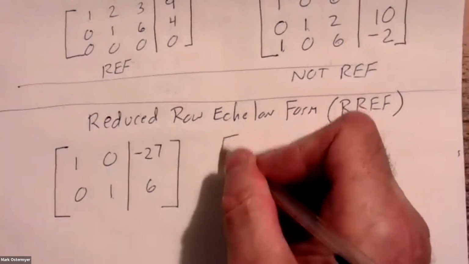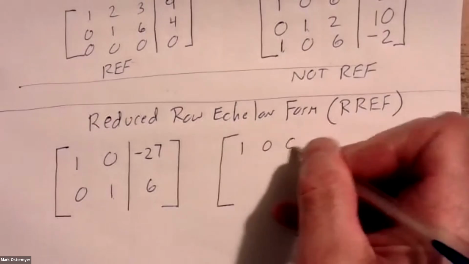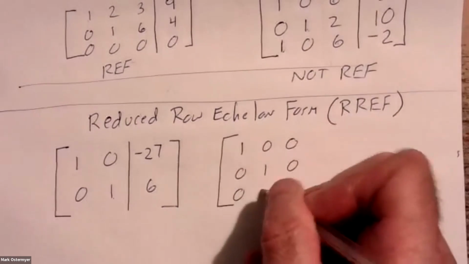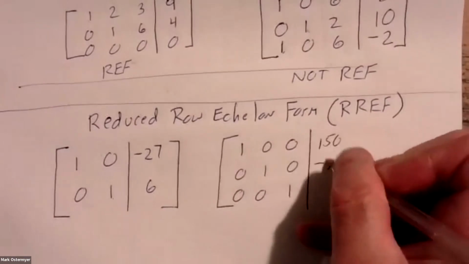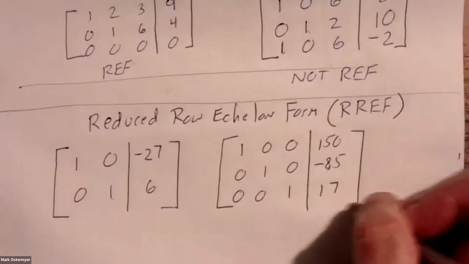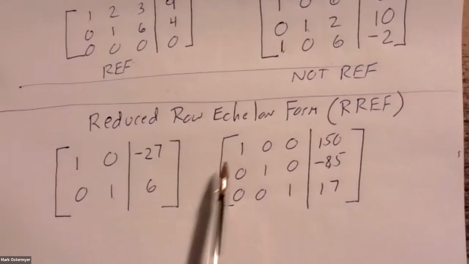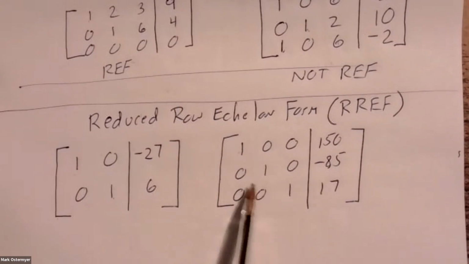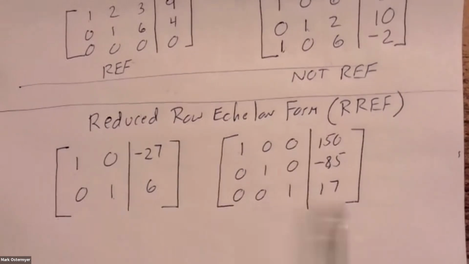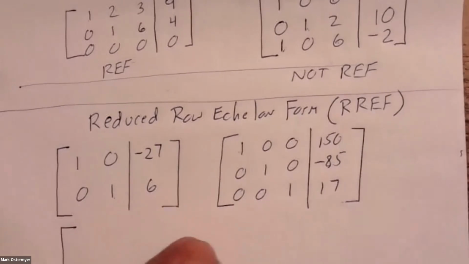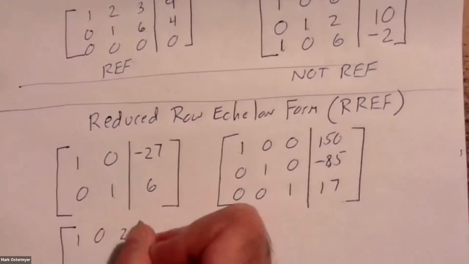Here's another matrix that's in reduced row echelon form. This matrix is said to be in reduced row echelon form. 1s on the main diagonal, and notice all the other entries below and above the main diagonal are zeros. That's what it means to be in reduced row echelon form. Okay, so that's in reduced row echelon form. This matrix here is in reduced row echelon form.